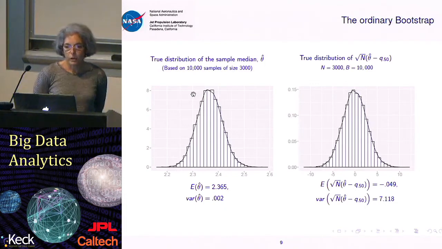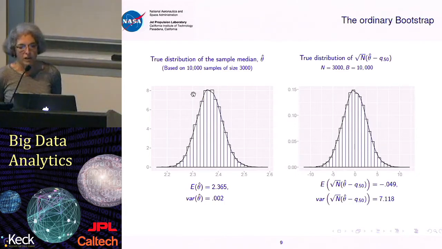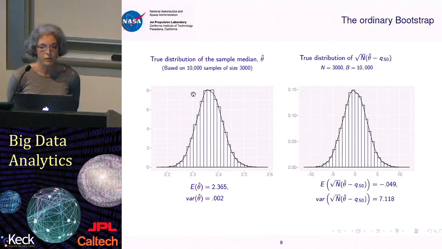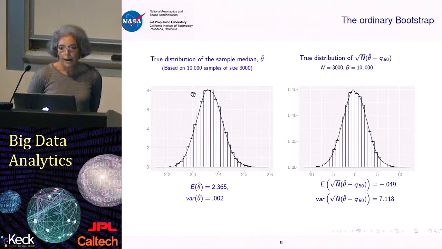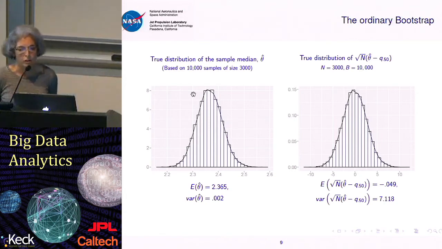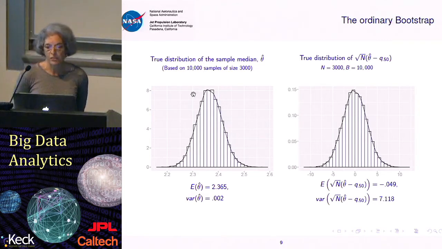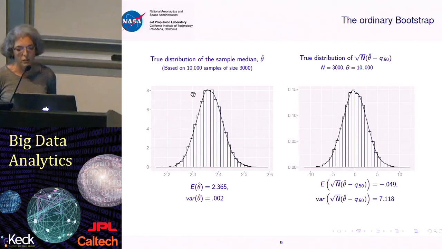Now, let's play another game that we can play because we know what the true distribution is. What is the true distribution of the sample median? Well, if I take 10,000 samples of size 3,000 from that chi-square distribution with 3 degrees of freedom, and I compute the median for each sample, and I make a histogram, I get what's on the left there, and I put a kernel density smoother on there to make it look a little smoother. I'm going to call that the true distribution of the sample median for the purposes of what we're talking about here, because 10,000 is a pretty big number, and that's probably fairly close.